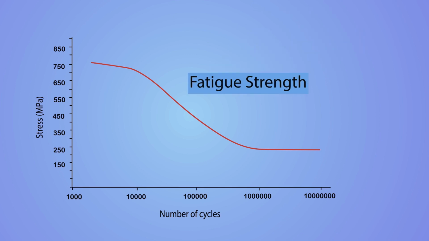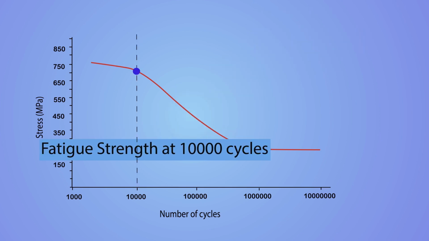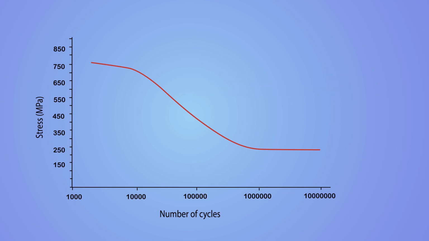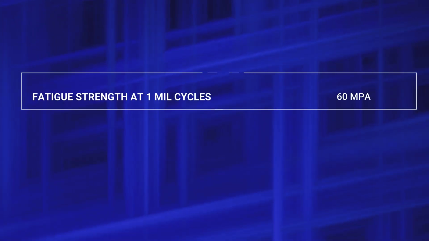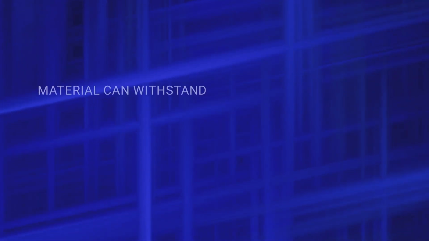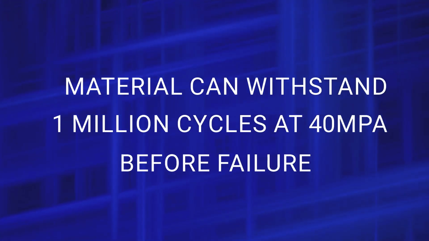Fatigue strength refers to the stress level a material can endure for a specific number of cycles before failure. Fatigue life tells us just how many cycles it takes to fail at a particular stress level. For example, let's say for an aluminum alloy, the fatigue strength at 1 million cycles is 60 MPa. This means that it can withstand cyclic stress of 60 megapascal for 1 million cycles before failure.